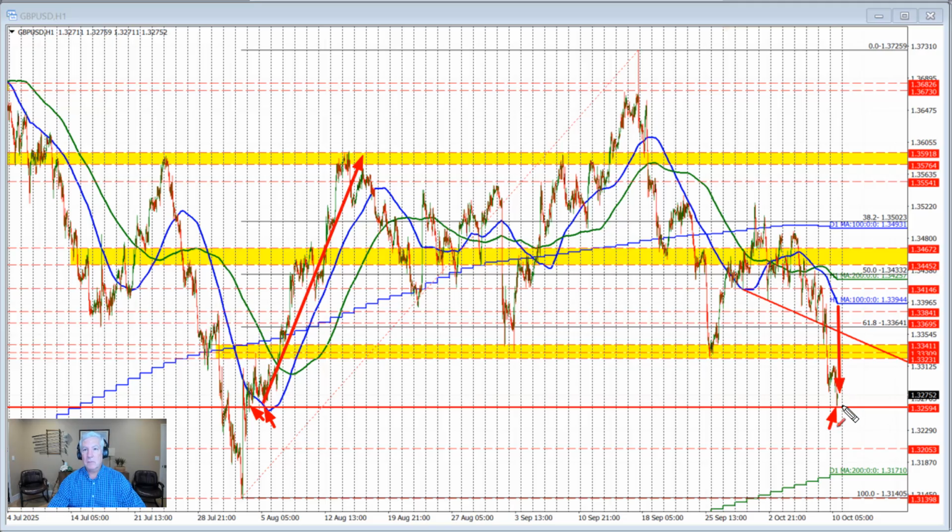I wouldn't play on another breakout below that level, as it would seem like the pair is on its way to the 200-day moving average at 1.3171. So there you have a look at the three major currency pairs to kickstart your day.